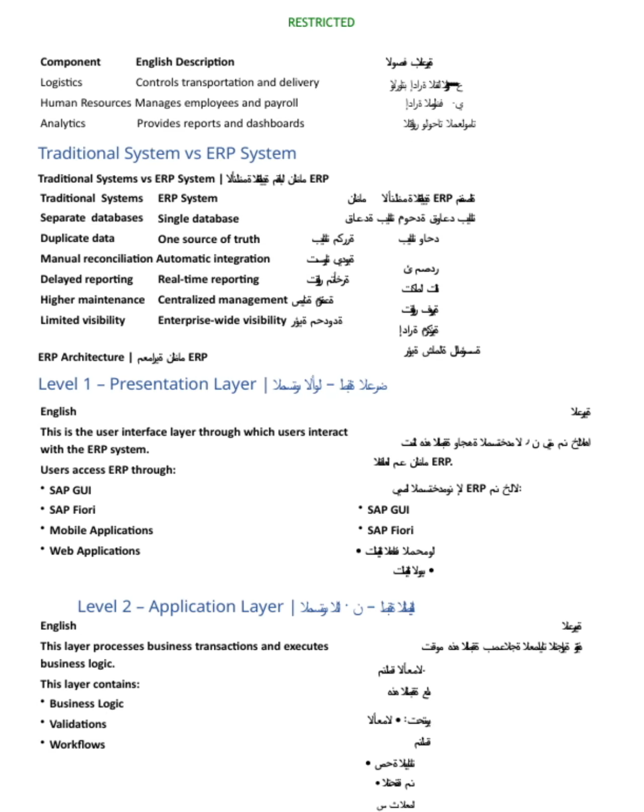Let's explore the application layer, the heart of business processing in an ERP system. This layer handles business transactions and executes the core logic that drives operations. It's where validations happen, workflows run, and rules get enforced. Without this layer, the system wouldn't know how to respond to user actions or manage data correctly. It's the engine that powers everything behind the scenes, making sure business processes flow smoothly and accurately.